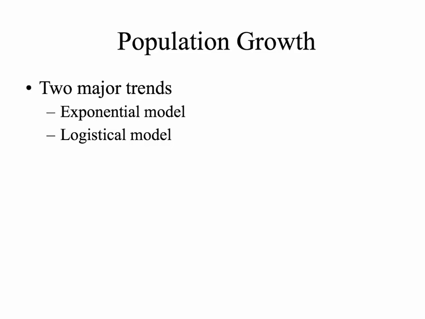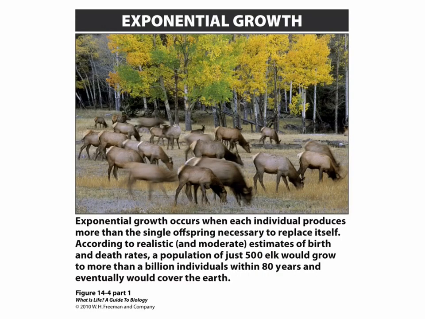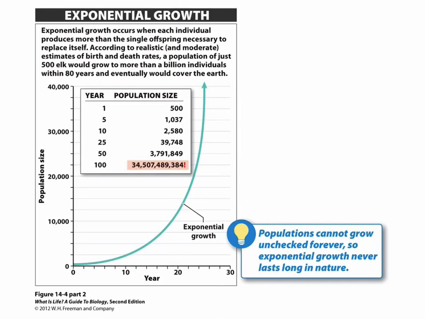Population growth rates lead us to two major growth trends. We can look at the exponential model and the logistic model of growth. Exponential growth occurs when individuals produce more offspring than is necessary to replace itself and its mate. Generally, this can occur for a time, and populations will increase rapidly, creating a J-like shape to the population growth chart. Here's an example of exponential growth. We see that the population starts low, and it rises very rapidly in a J-shaped curve.